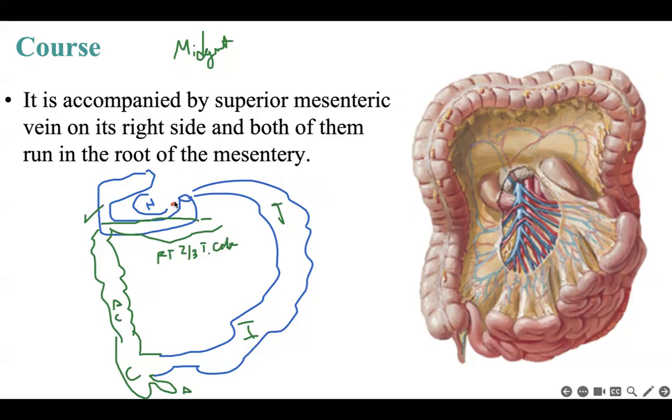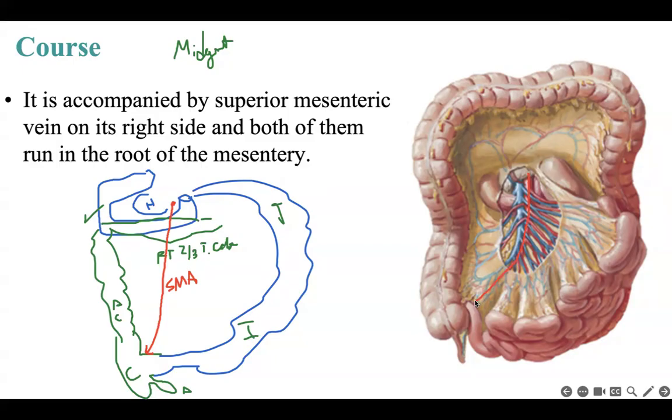Now, from where does the SMA arise? From the front of the abdominal aorta, descending in front of the third part of the duodenum, and curving to the right until reaching the ileocecal junction. What is the name of this artery? The SMA, superior mesenteric artery. It descends in front of the duodenum and curves to the right till the ileocecal junction.